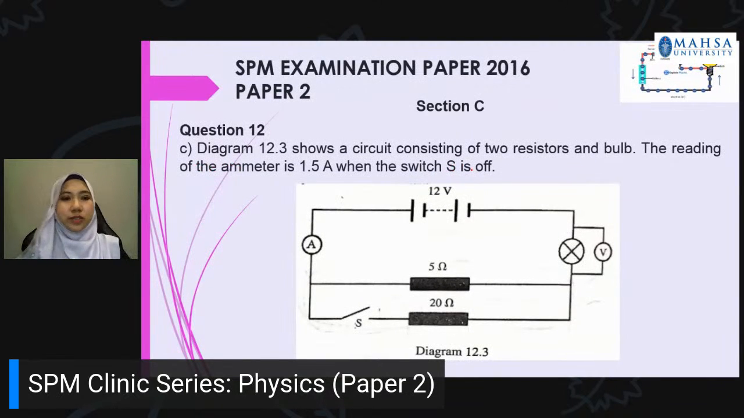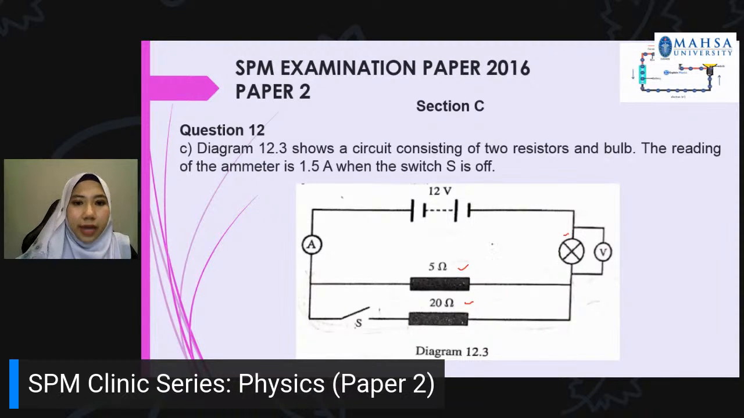Okay, next question. This is SPM Examination Paper 2016, Section C, question 12. Let's read the question first. Diagram 12.3 shows a circuit consisting of 2 resistors and a bulb. You have a resistor here, and then you have a bulb here.